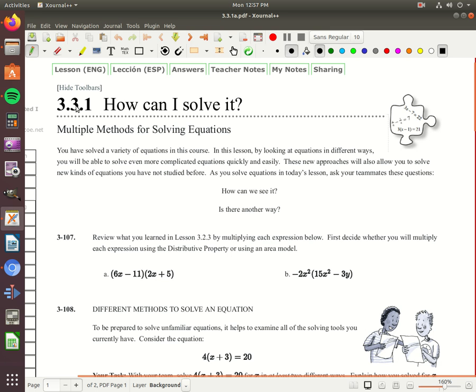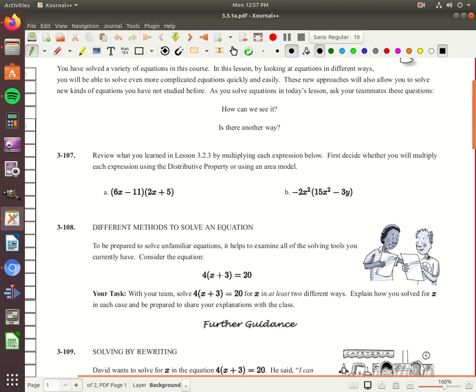Sections 3.3.1, 3.3.2, and 3.3.3 all have to do with solving equations and different ways of looking at equations. I think it's a good section of the book that makes you think about things. It does start with a little bit of a review, and then it jumps into it.